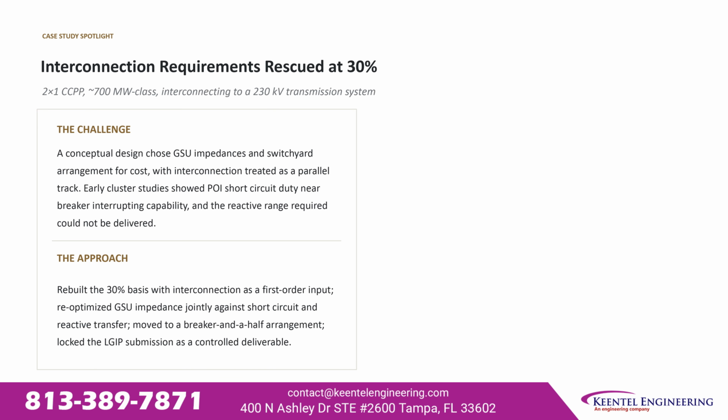A real project. A 2x1 combined cycle plant, approximately 700 megawatt class, interconnecting to a 230 kilovolt transmission system. The challenge: GSU impedances and switchyard arrangement had been chosen for cost, with interconnection treated as a parallel track. Early cluster studies showed point of interconnection short circuit duty approaching breaker interrupting capability, and the reactive range required could not be delivered by the generator as configured.